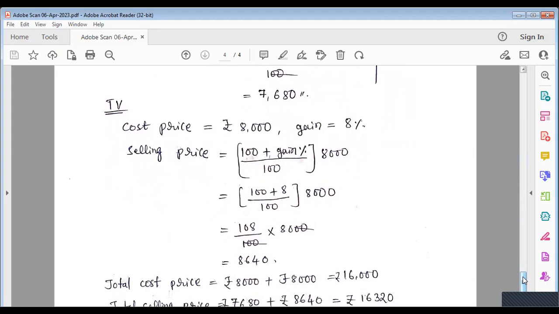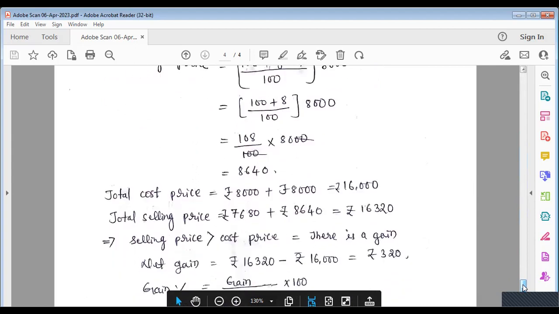Next, we'll see what is the cost price of the TV. The cost price of the TV is also 8,000, but here gain is there. Gain is 8%, and we have to calculate the selling price. So selling price is equal to 100 plus gain percent divided by 100 into 8,000. And 100 plus gain is 8%, so substitute 8 here, divided by 100 into 8,000. And so 100 plus 8 is 108, divided by 100, into 8,000.